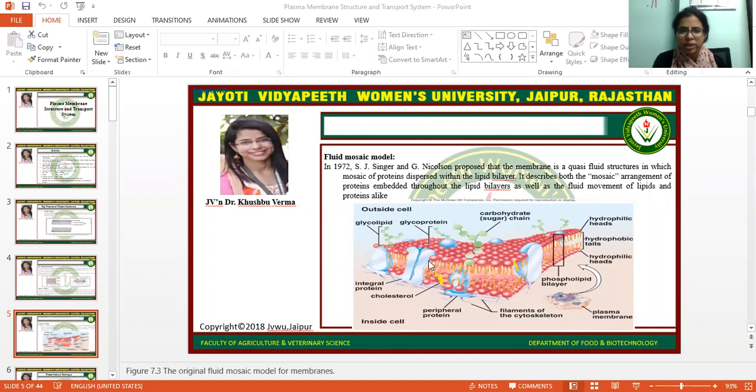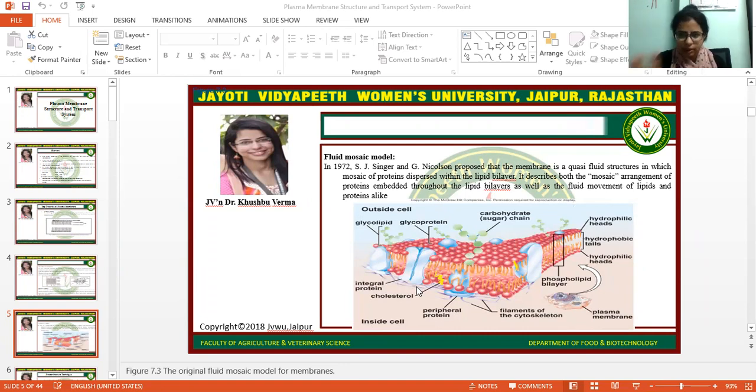And there are two types of proteins present in the membrane. First one is the peripheral proteins, which are only arranged outside and inside of the cell, and they are not crossing the lipid bilayer. On the other hand, the second type of protein is the integral protein, also known as transmembrane proteins. They will cross the lipid bilayer completely, and they are involved in the transportation process of the cell.